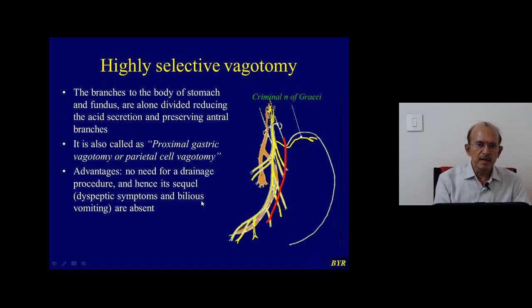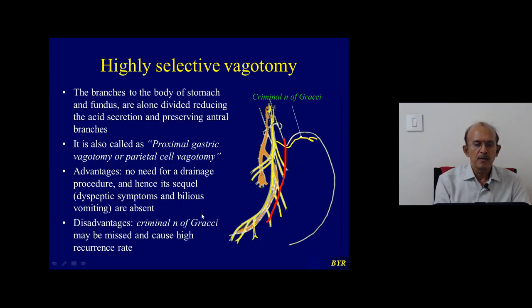Advantages: no need for a drainage procedure, and hence its sequelae, dyspeptic symptoms, bilious vomiting, etc., are absent. Disadvantages: the criminal nerve of Grassi may be missed and cause a high recurrence rate.